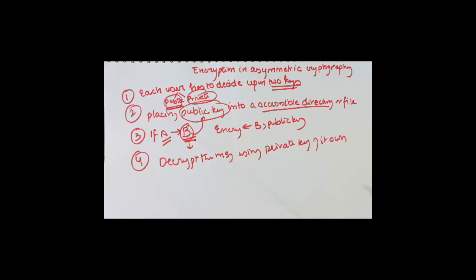After doing this, if someone wants to send a message to B, what will he do? He will then see what is B's public key and encrypt the message using B's public key. And after B receives the message, B will then decrypt the message using its own private key, right? So this is the entire methodology.